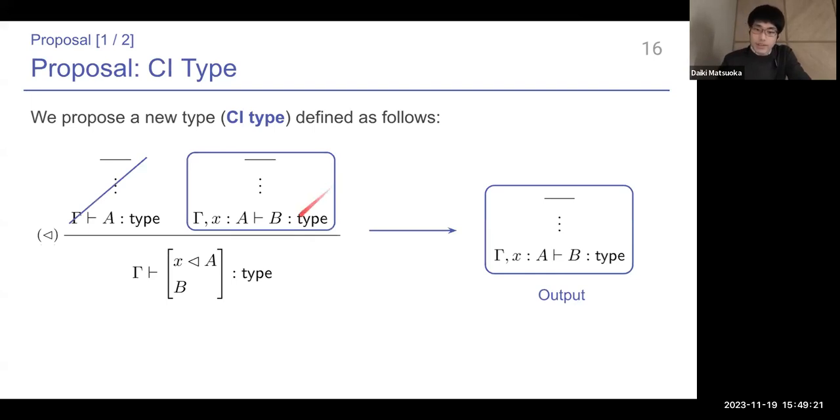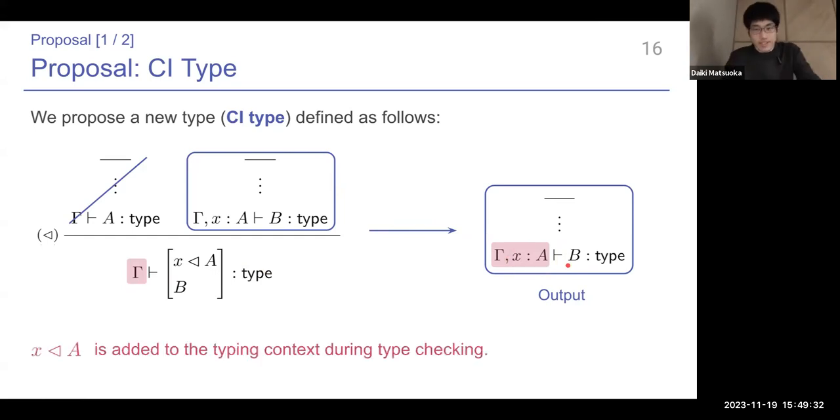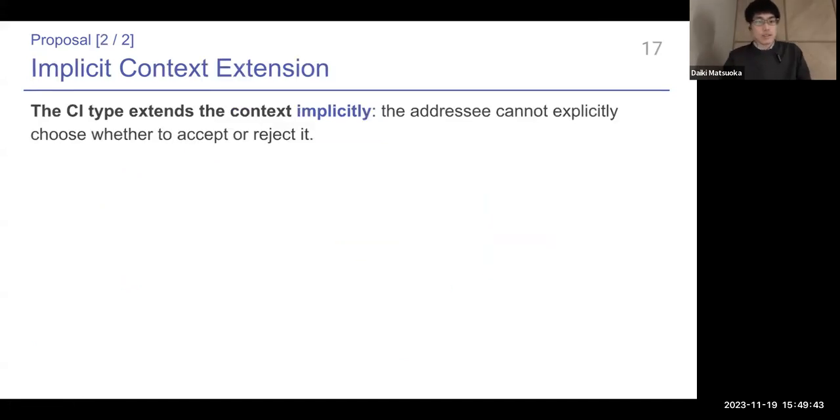And again, comparing these two conclusions, we can see that the original typing context, gamma, has been extended with A. So the point is that A in this CI type is added to the typing context during type checking. And we can intuitively account for this proposal in this way. The extension launched by the CI type is implicit in the sense that the addressee cannot explicitly choose whether to accept or reject it.